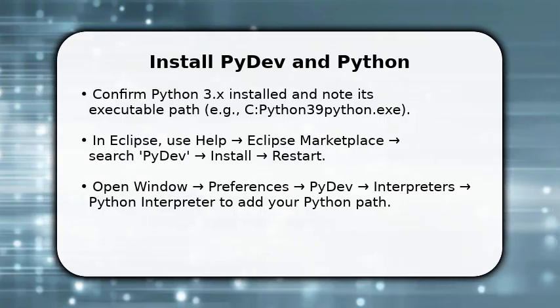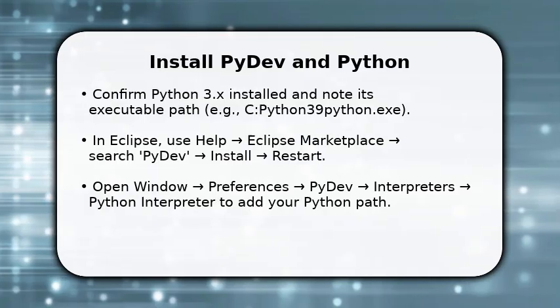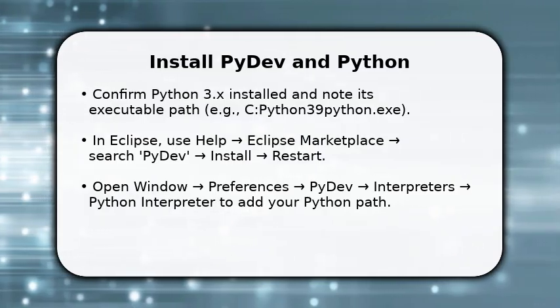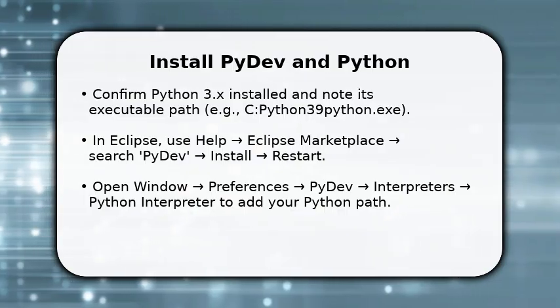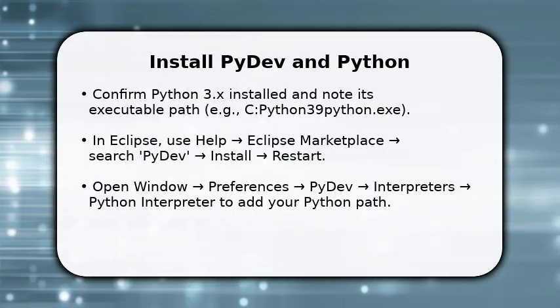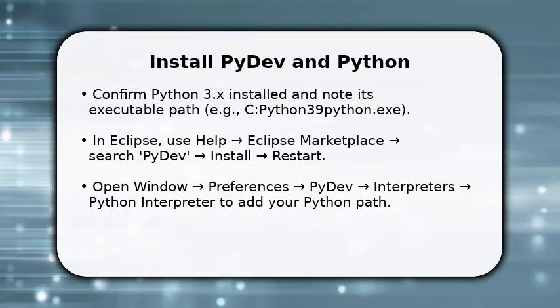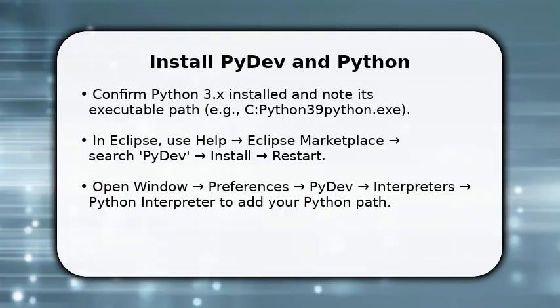You already have Python. Now get PyDev into Eclipse. Open Eclipse Marketplace, search for PyDev and install it, then restart Eclipse. Once done, you must register your Python interpreter. Go to Window, Preferences, PyDev, Interpreters, and add the Python executable path.